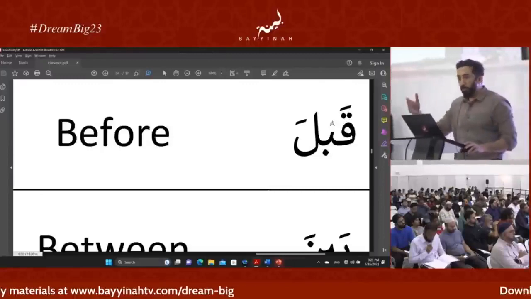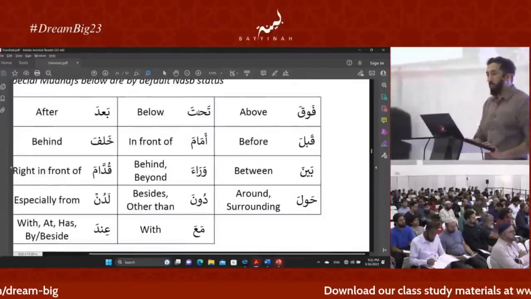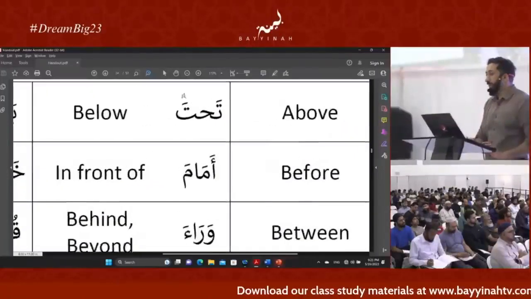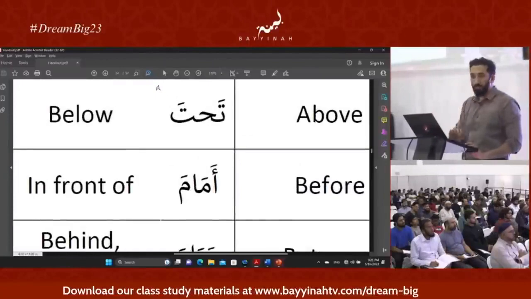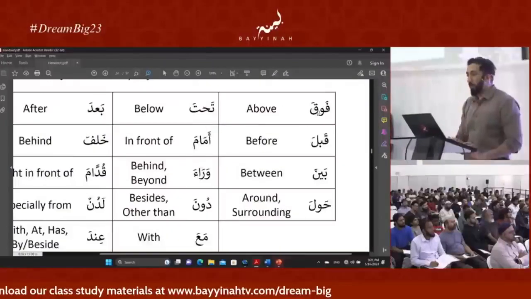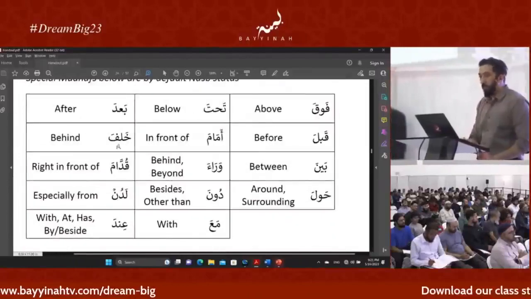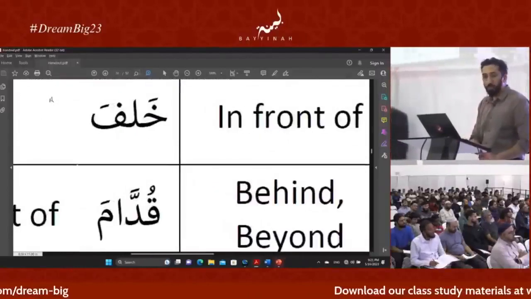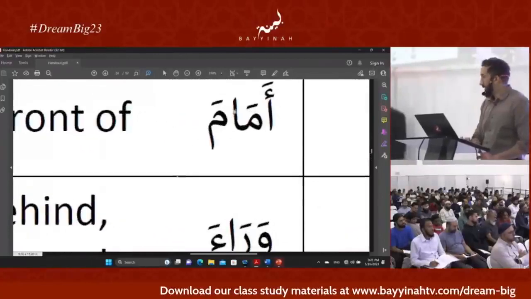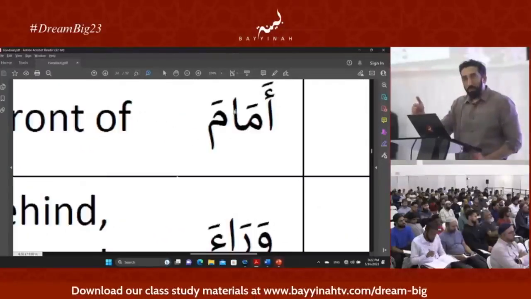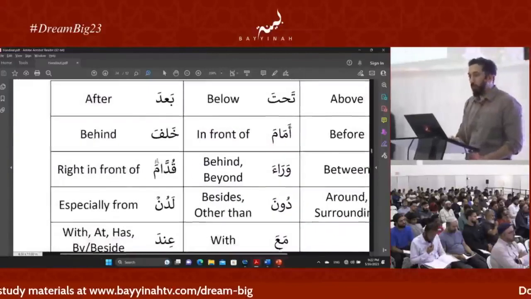Just before Maghrib. Okay, now, if I say تحت المسجد, what does it mean? Below the masjid. فوق المسجد, above the masjid. خلف المسجد, behind the masjid. أمام المسجد, not imam, amam. أمام المسجد, in front of the masjid.